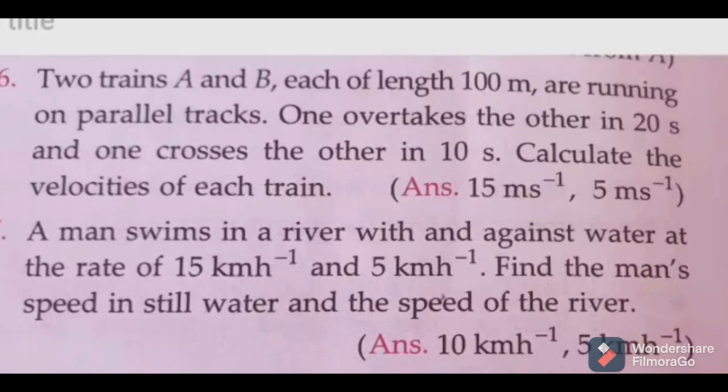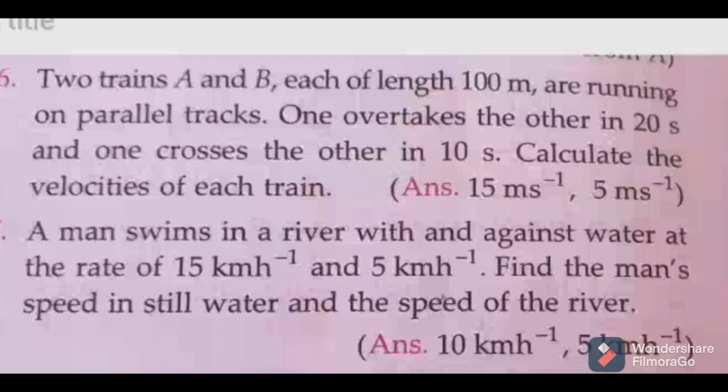Question number 6, which is there on the screen, says there are two trains A and B, each of length 100 meter, running on parallel tracks. One overtakes the other in 20 seconds and one crosses the other in 10 seconds. Calculate the velocities of each train. Now, in this type of question, what's the difference between crossing and overtaking?